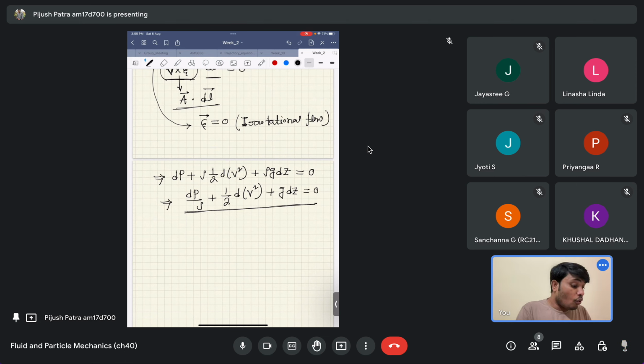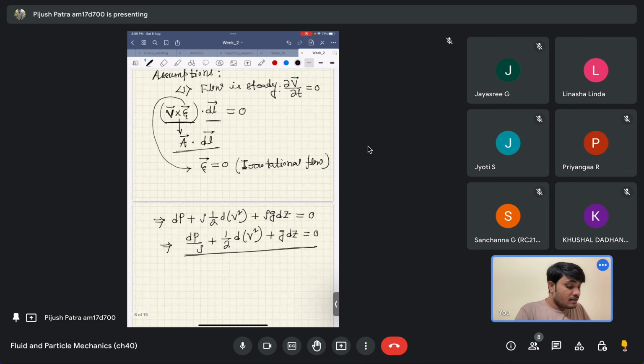But under what condition will this equation be valid between any two points in the flow field? When xi is equal to 0, that is, if the flow is irrotational. So keep in mind very carefully that when the flow is irrotational, the Bernoulli's equation is valid for any two points in the flow field. But when the flow is not irrotational, the Bernoulli's equation is valid only along a streamline.